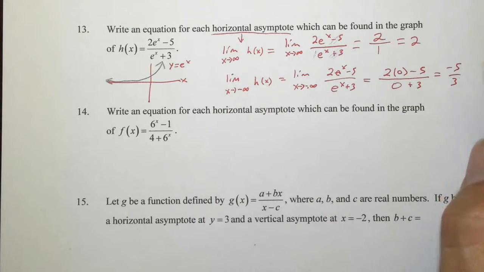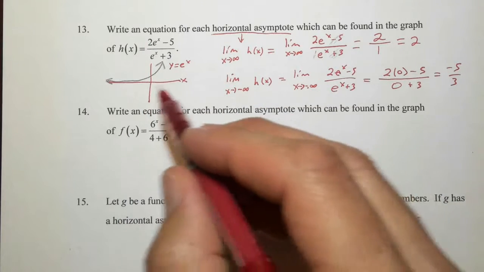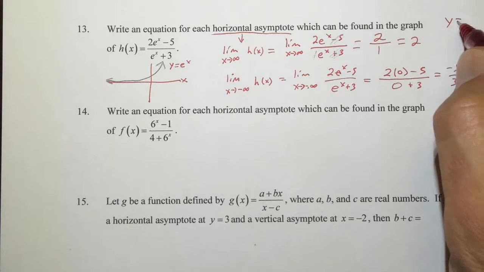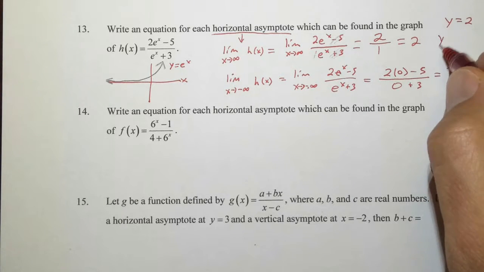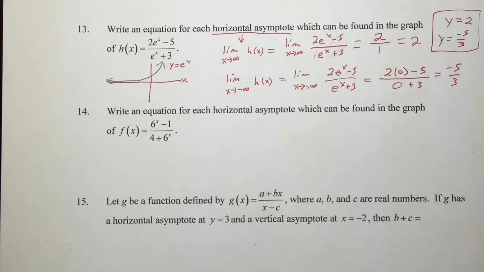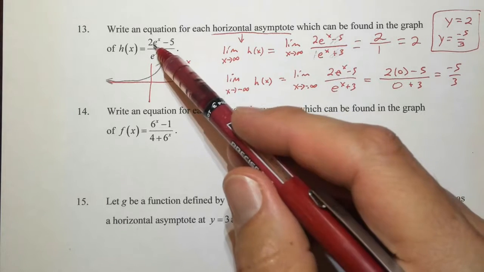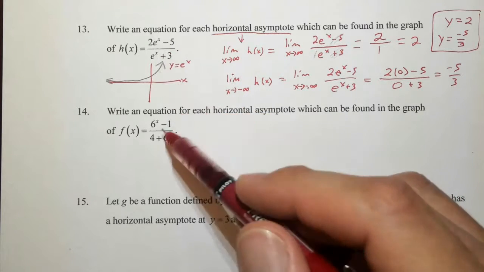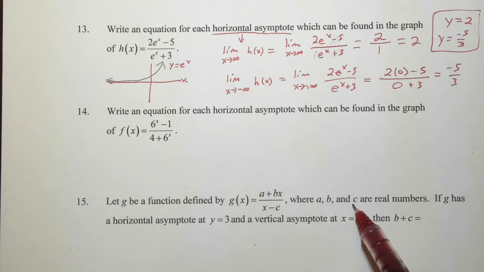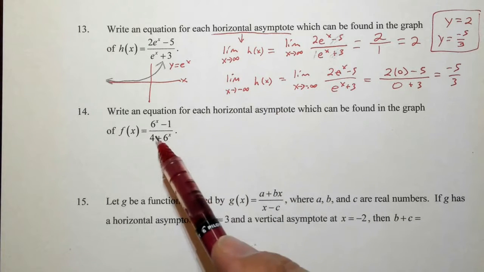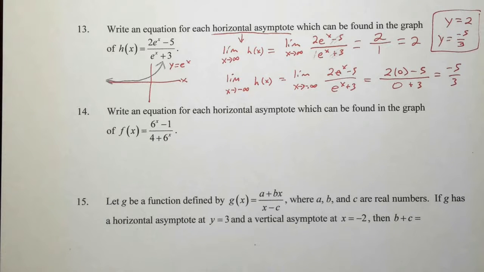So we have two of them. And we're asked to write the equation. All horizontal lines have the equation y equals a number. So we're going to have y equals 2, and we're going to have y equals negative 5/3. There are our two equations of the horizontal asymptotes. Now whether it's e to the x, or 6 to the x, or 2 to the x, or whatever, the exponential functions will work in the same manner. So see if you can find the horizontal asymptotes, and there are two, for number 14 at this time.